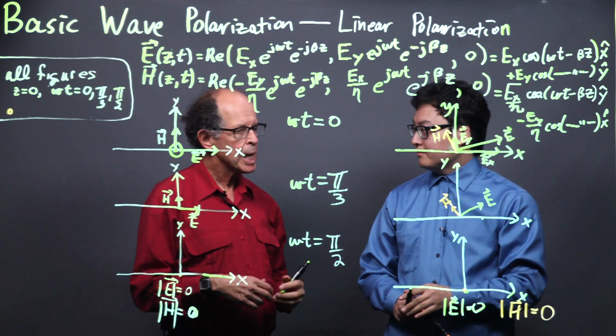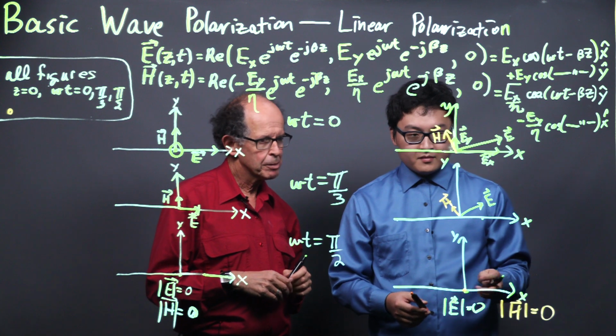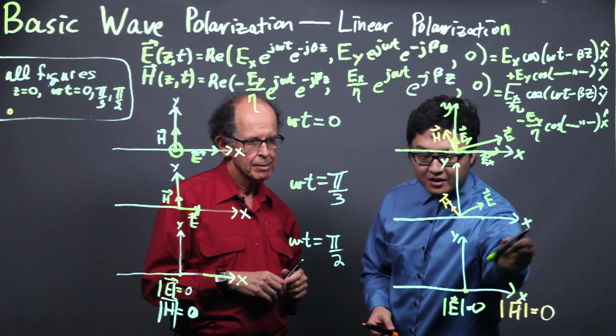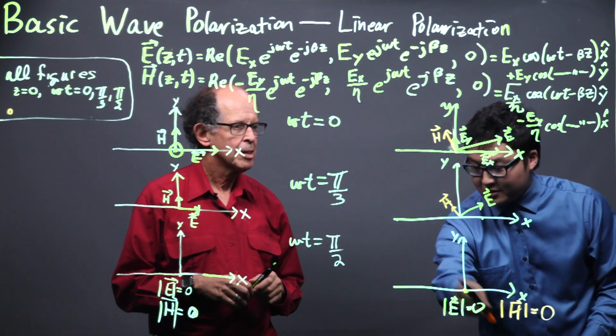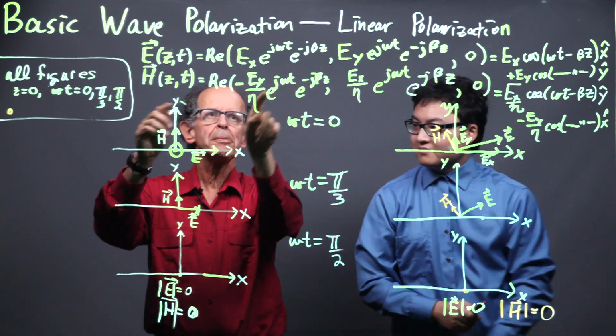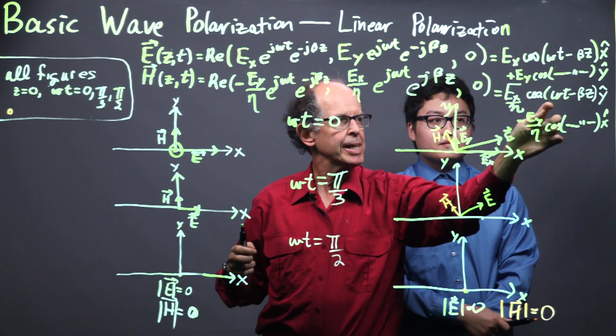That's great. Sam, what will happen when we go past omega t equals pi over 2? So it just keeps going that way again, and you get this sort of oscillation for E, and that sort of oscillation for H. Right, and notice that the oscillations will be in phase because these are in phase.